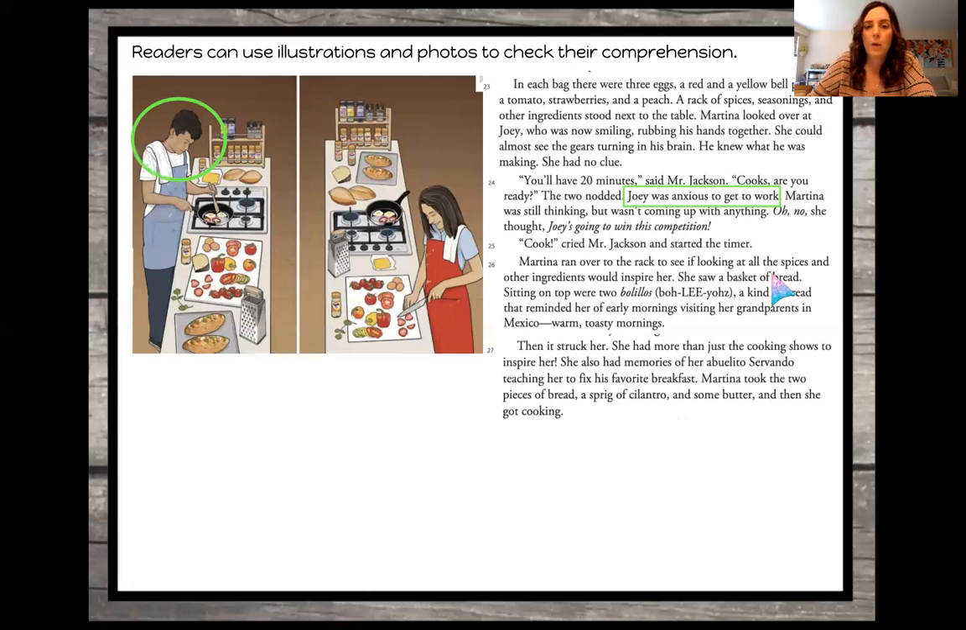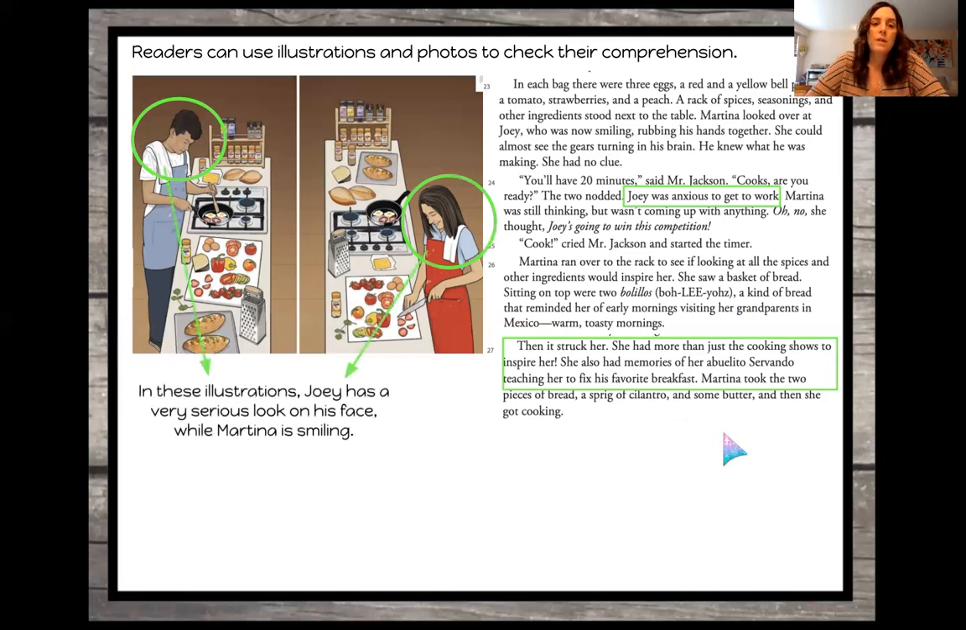And now, when I keep reading, it says that Martina, who was nervous, finally figures out that she can use the memories of her grandfather and how she used to cook him his favorite breakfast. So when I look at the picture of Martina, she's smiling. So that to me shows that even though she was frustrated in the beginning of the text because she didn't know what she was going to cook, she seems like she's figuring it out. And now she's cooking with a smile on her face. So in these illustrations, Joey is serious and Martina is smiling. And the illustrations really help me to understand how each character feels.